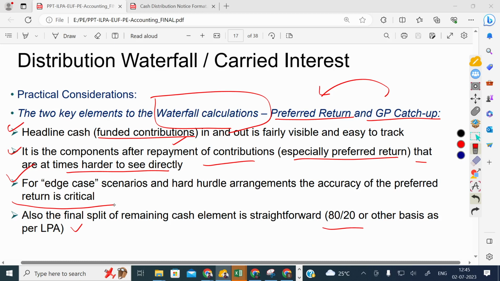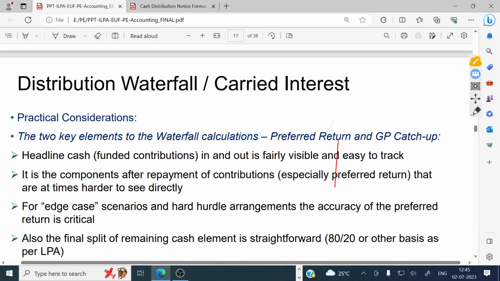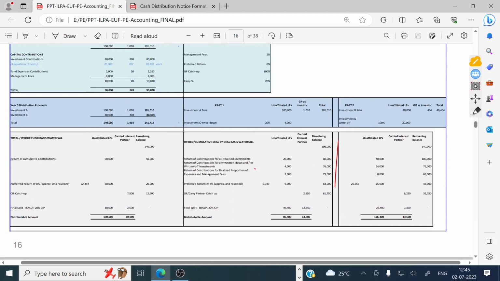So if you see here also in the calculation, we try to calculate preferred return at approximately 8%. Why do we use approximate? Nobody can calculate it surely, and that is allowed in private equity. We try to calculate accurately, but it would be approximate, not the exact one.